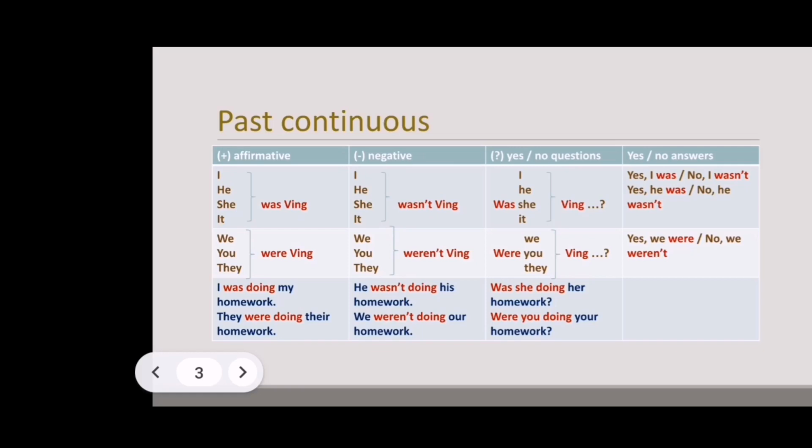The questions start with was and were, then we should use the subject of the sentence, the pronouns or nouns: I, he, she, it, was, and you, we, they, were, plus the verb in ing form. Examples: was she doing her homework? Were you doing your homework? And short answers: yes, I was, no, I wasn't, yes, he was, no, he wasn't. For the plural: yes, we were, no, we weren't. So once more, to be in the past, was or were, plus the verb in ing form.